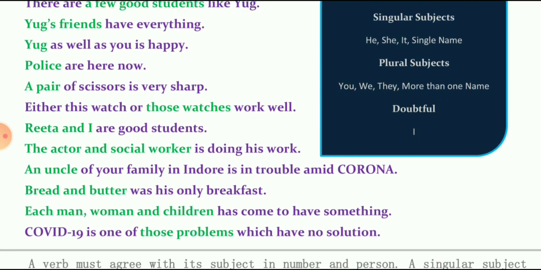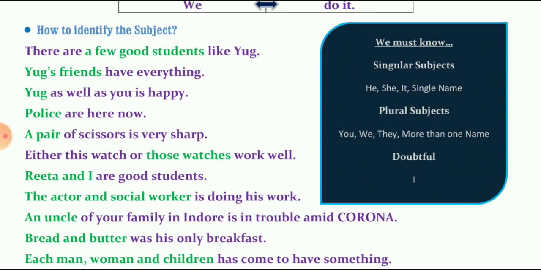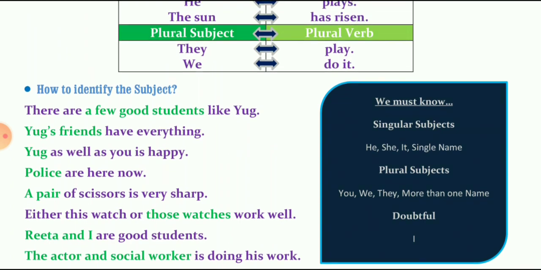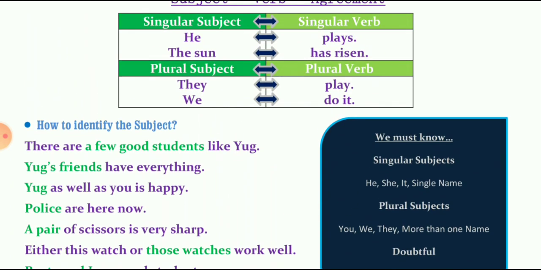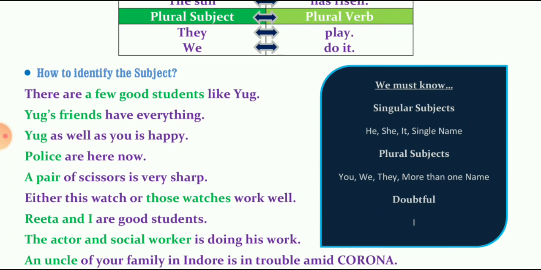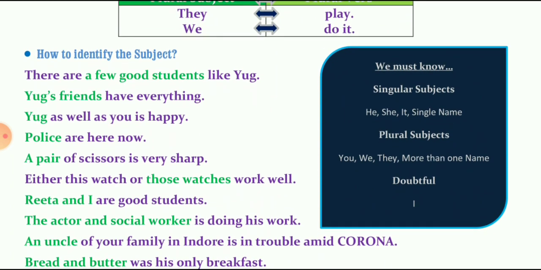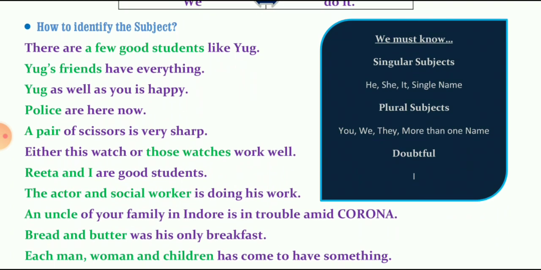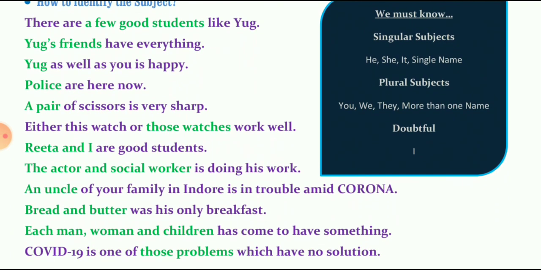So up to this point, I think you would have understood that it's not as easy a topic as you are thinking. We must know singular subjects as he, she, it, single name, and plural subjects as you, we, they, more than one name, and the doubtful subject is I. It plays sometimes singular and other times plural. That's why I is a doubtful subject.